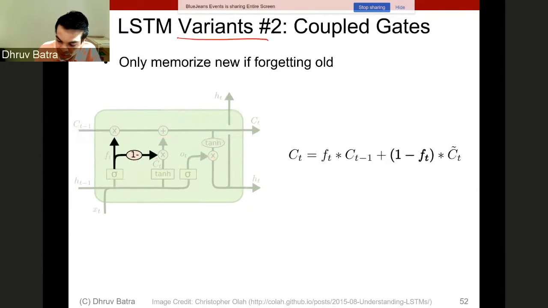Another LSTM variant is to have coupled gates. That's what I was mentioning. So you don't have a forget gate and an input gate. You just have a forget and a 1 minus forget gate. So if you are going to forget, then you remember something else from the candidate, and if you're not going to forget, then you do not add something from the candidate. And this is just a way of reducing parameters.